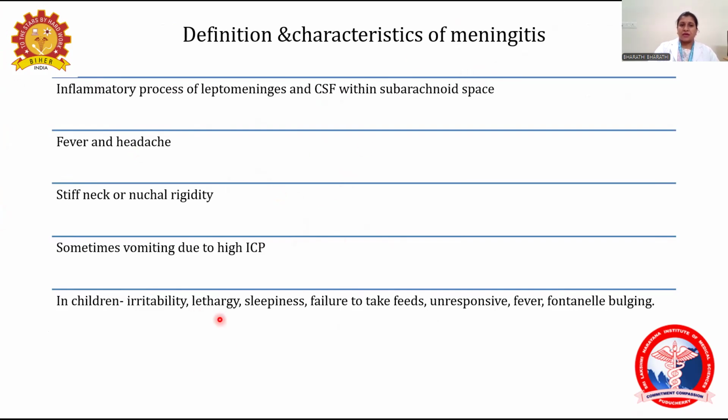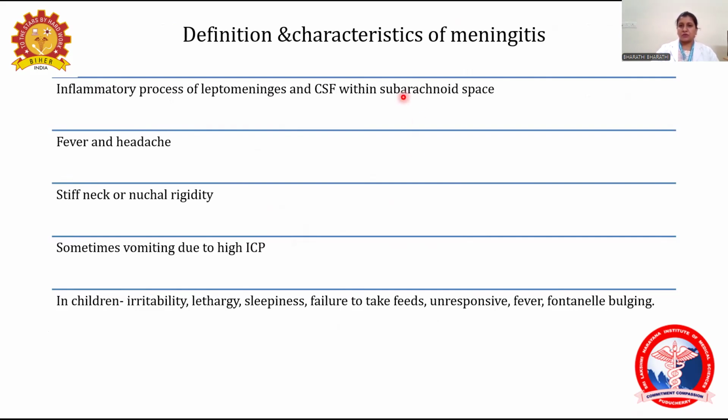So here, it's an inflammatory process of the leptomeninges and the CSF within the subarachnoid space. As I told you, CSF is present between the arachnoid and pia mater, that is, the subarachnoid space is filled with CSF. So any inflammation involving the arachnoid meninges and pia mater, and the CSF in between also, all these things, if they get infected, it is known as meningitis. The word leptomeninges is used for the combined layer of arachnoid and pia mater.